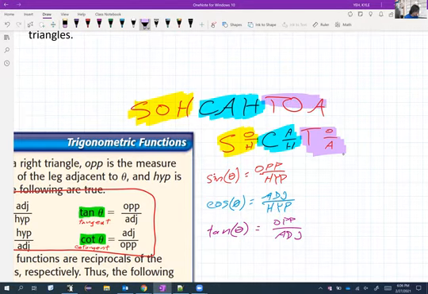So if you've heard those, I'm going to be using that phrase throughout this whole unit, and so that's what I'm referring to. Just remembering, okay, sine is opposite over hypotenuse, cosine is adjacent over hypotenuse, tangent is opposite over adjacent. So SOHCAHTOA.